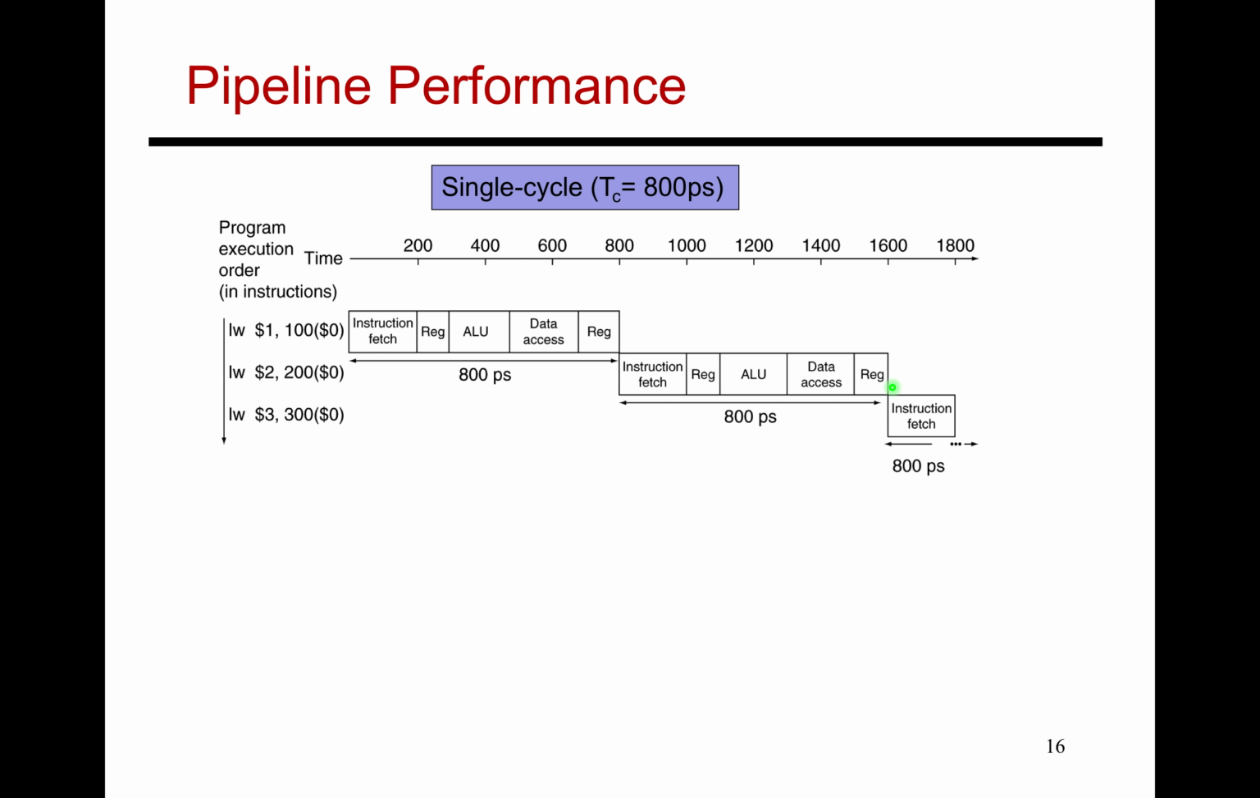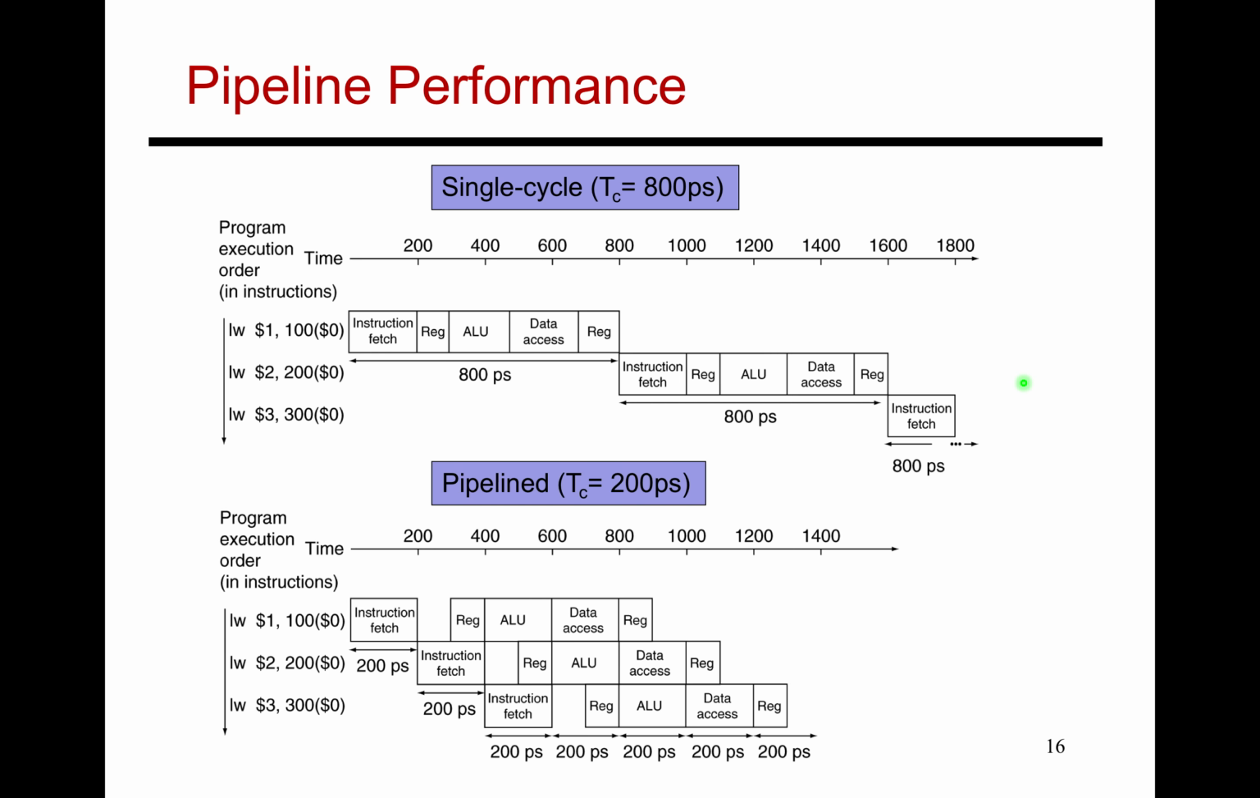And then similarly, it continues and instructions are executed sequentially, each one taking 800 picoseconds to complete. Now, let's see what happens in the case of the pipelined operations. Remember that we basically have four resources. We have instruction fetch, and we have register read and write, which is divided into two parts. The read part is here, the write part is here. But it's the same resource, it's the same register file.